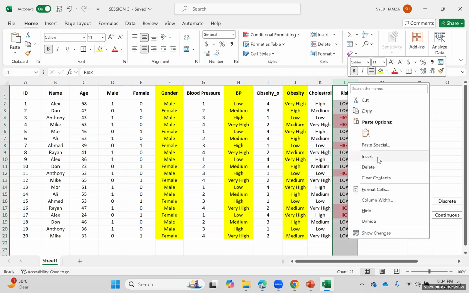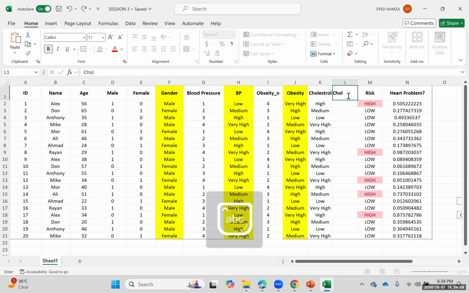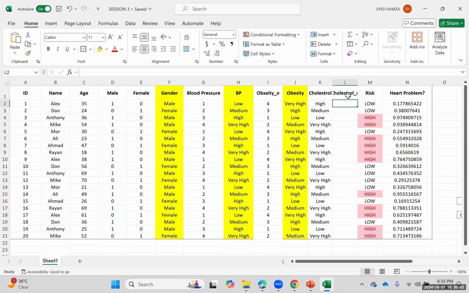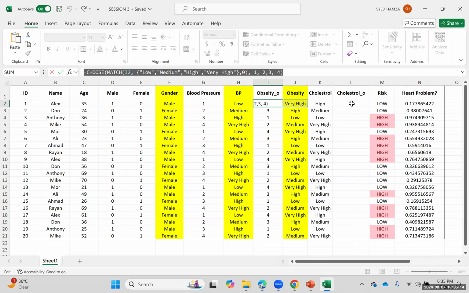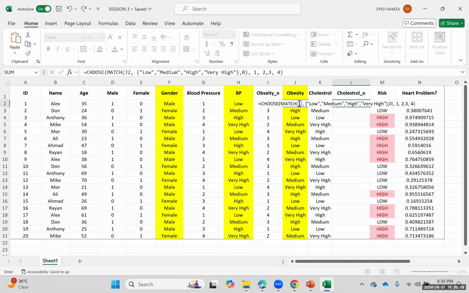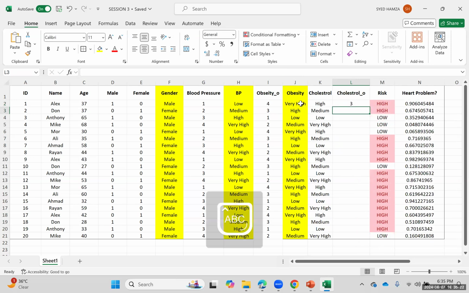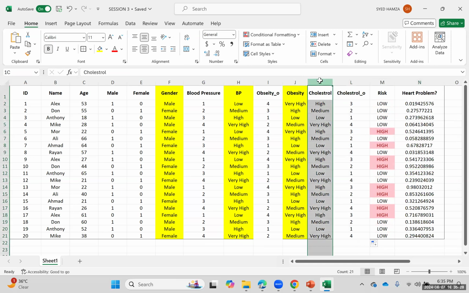Similarly, for cholesterol, we can also do the same thing. We just create a new column, cholesterol for ordinal. And apply. Save. Start with K2. We don't know. So in this case, what happened is the cholesterol data is obsolete as well.